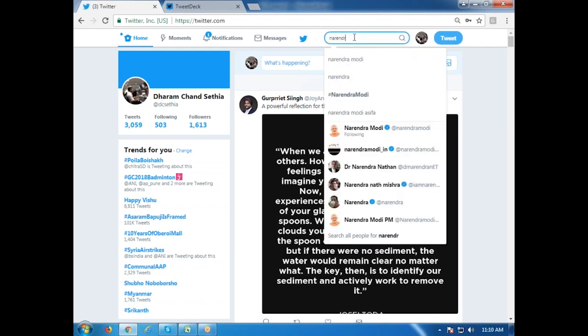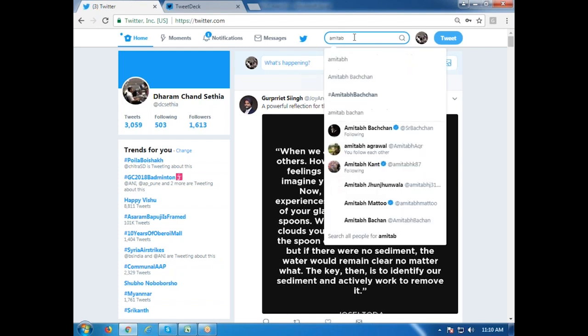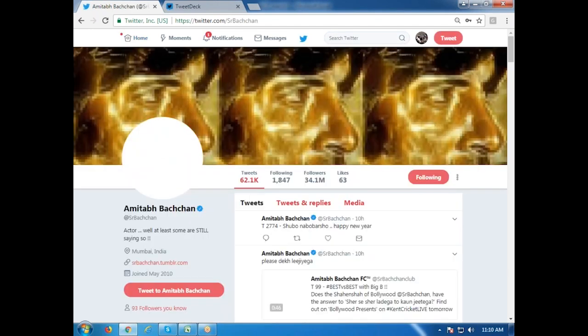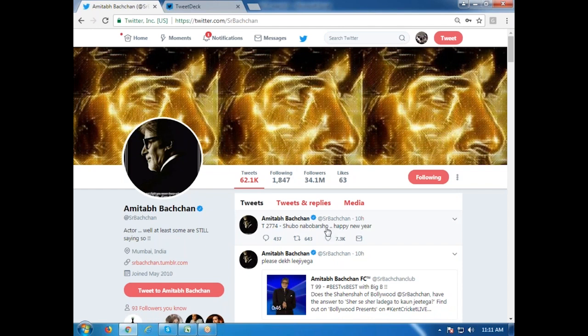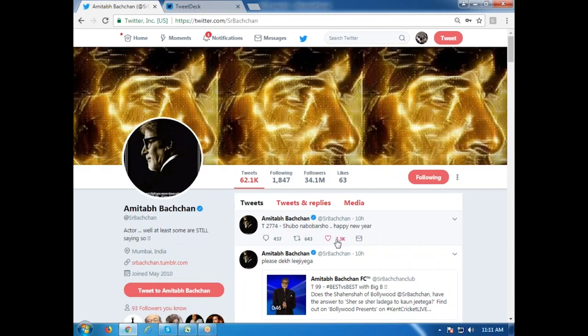If you want to search for anyone, let's say Narendra Modi or Amitabh Bachchan, you have Amitabh Bachchan here also. You see, 10 hours ago he tweeted something: Happy New Year, Shubho Noboborsho. I don't know how many of you like Mr. Bachchan, but I like him a lot. He is very active in social media, I should say.